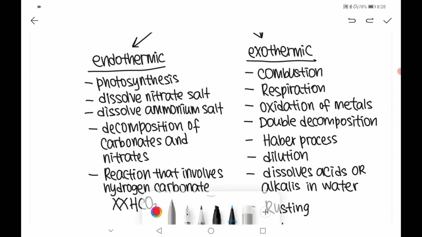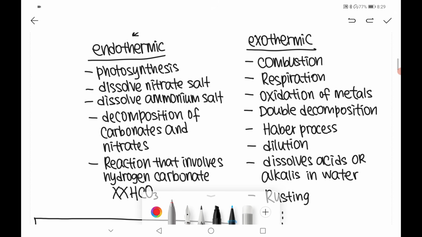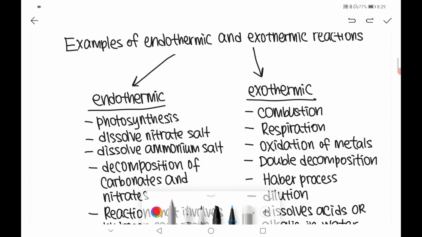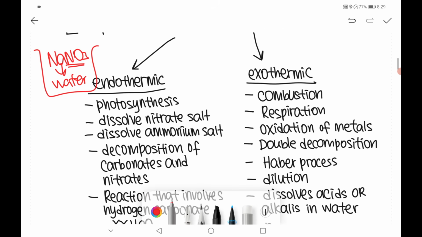In photosynthesis, the plant needs to absorb the heat energy from the sunlight to produce the food, which is glucose. So photosynthesis is endothermic. Next, dissolving nitrate salt. For example, when you have sodium nitrate and you want to dissolve it, you put it in water. So when you dissolve the nitrate salt, it is endothermic.